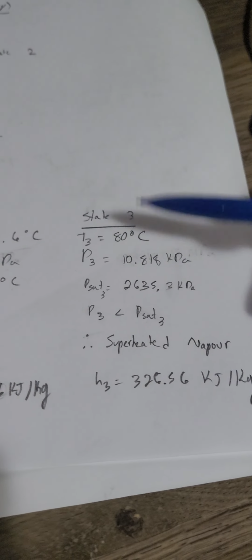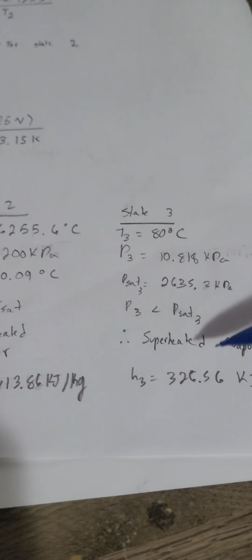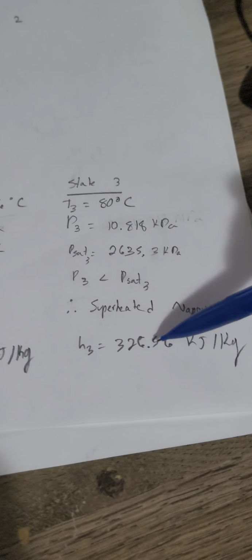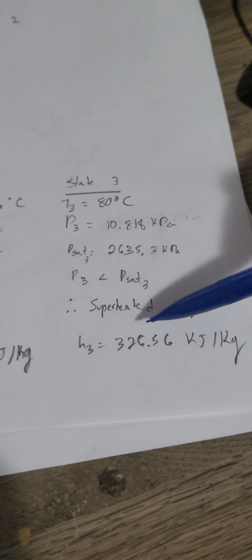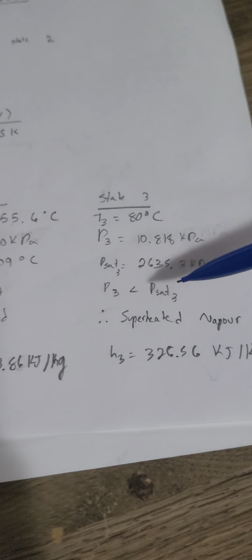For state 3, I did the same thing. I put it in this online fluid calculator, and it gave me a value of 326.56 kilojoules per kilogram. So those are my values for H1, H2, and H3. Thank you.